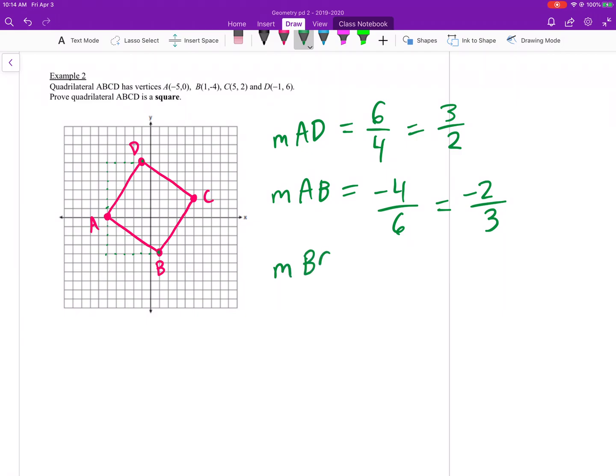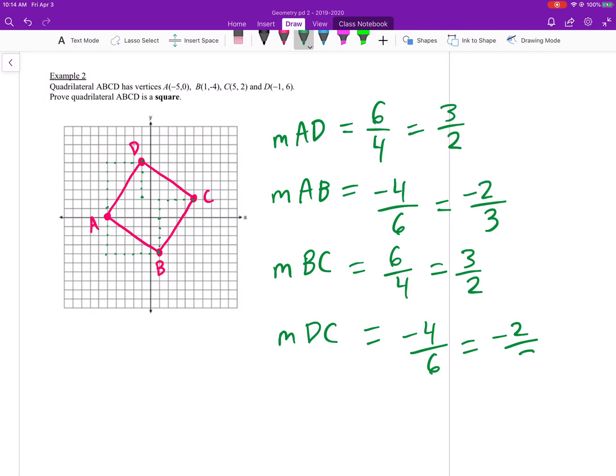The slope of BC, up 6, right 4, which is 3 over 2. And the slope of DC is down 4, right 6, which simplifies to negative 2/3. All right, so this is good.